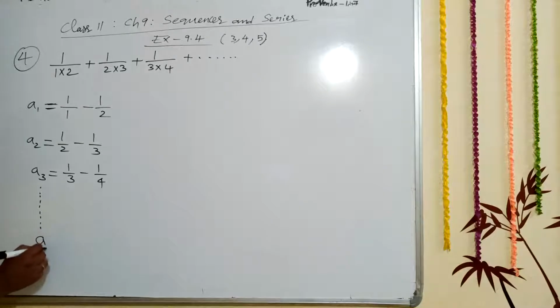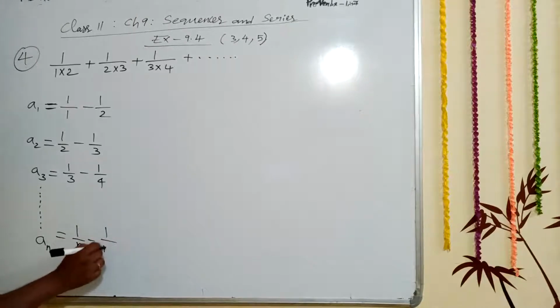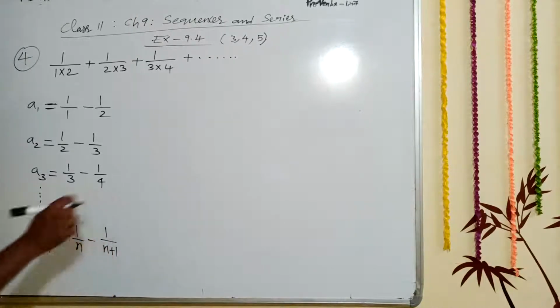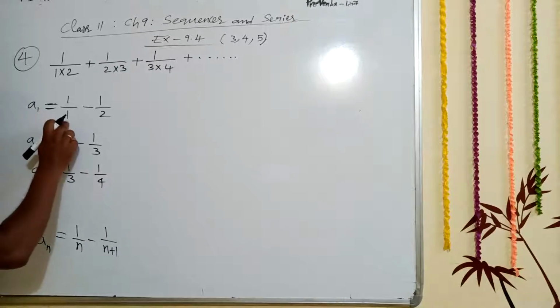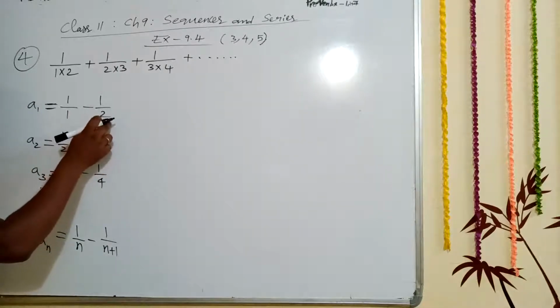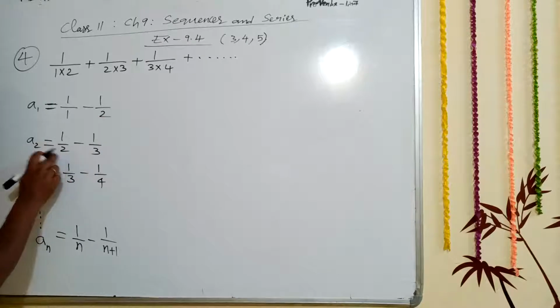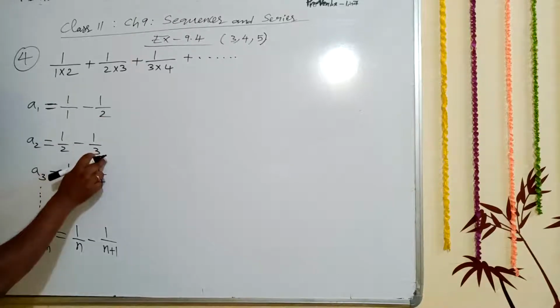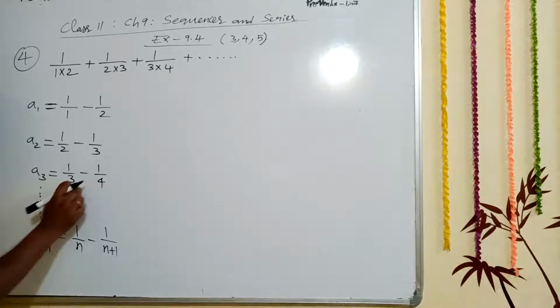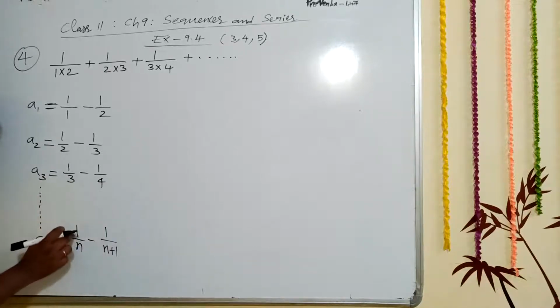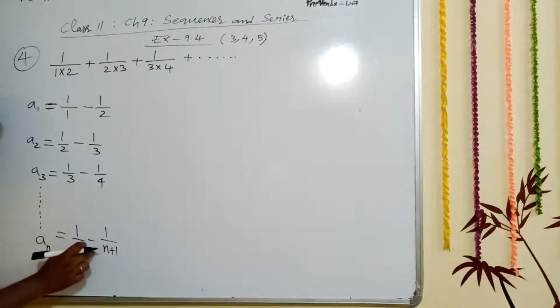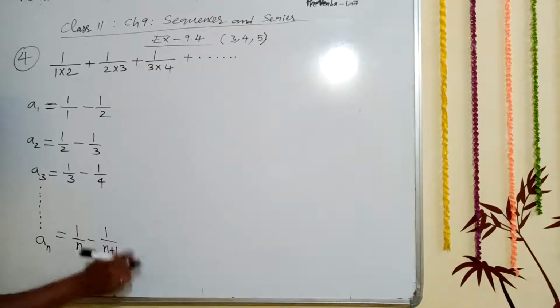If I go for AN, what is the possibility here? So AN, what can we write here first? 1 upon n minus 1 upon n plus 1. So check now carefully. 1 is there, 1. Then n plus 1: 1 plus 1 is nothing but 2. Then here n is 2, 2 plus 1 is nothing but 3. Now here 3, 3 plus 1 is nothing but 4. That was the reason AN is equal to 1 upon n minus 1 upon n plus 1 was written.